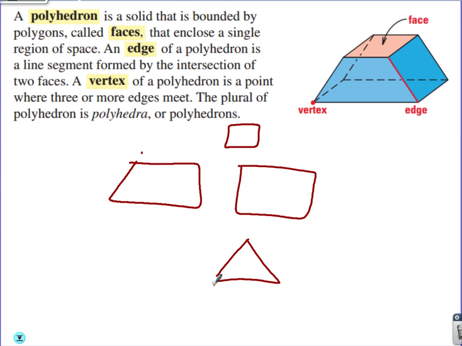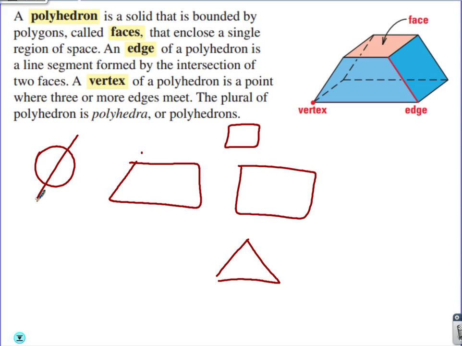Pentagons, hexagons, octagons. The biggest thing about polygons, reminder, is that they're formed by straight lines. They're formed by line segments. They're not rounded. A circle is not a polygon. So a polyhedron is a solid that is bounded by polygons. And you see an example of a polyhedron over there.